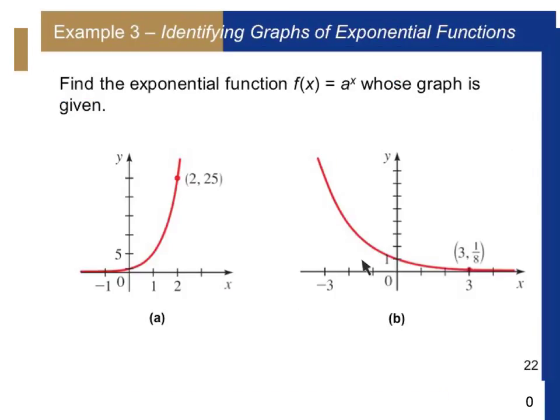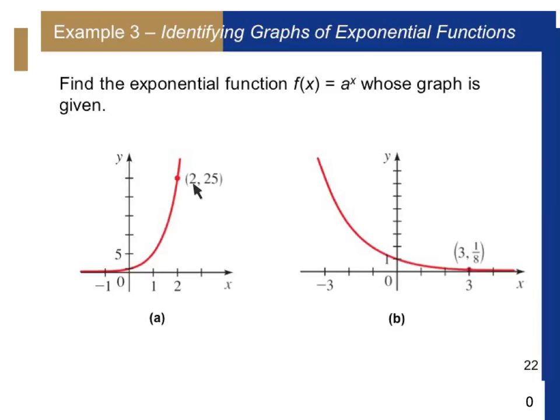Okay, now let's look at some graphs we're given, and we want to figure out what the function is. Notice both of these go through 0, 1. Here's 1 here. So we know they're exponential functions, right? Because this one's going up really fast, and one's going down really fast. So let's figure out what this is.